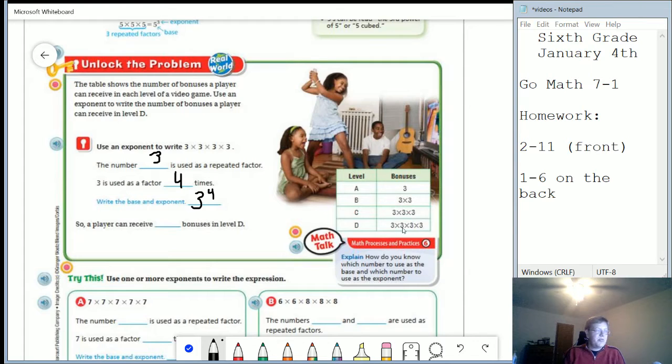Now, the answer for this would be the answer to 3 times 3 times 3 times 3. So 3 times 3 gives us 9. 9 times 3 gives us 27. Think about what the answer to 27 times 3 is. It should be 81.